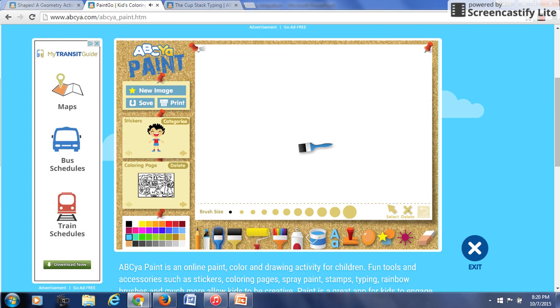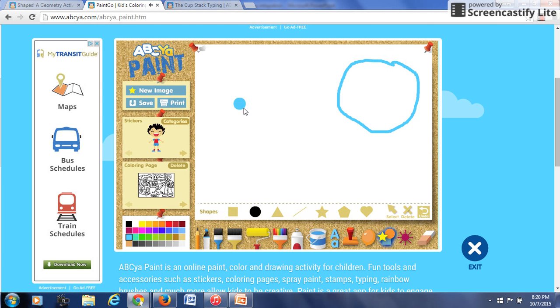They would have to form the shape. So this is incorporating fine motor skills. And then they would have to put the shape on here. So they would have to identify it, make another one.